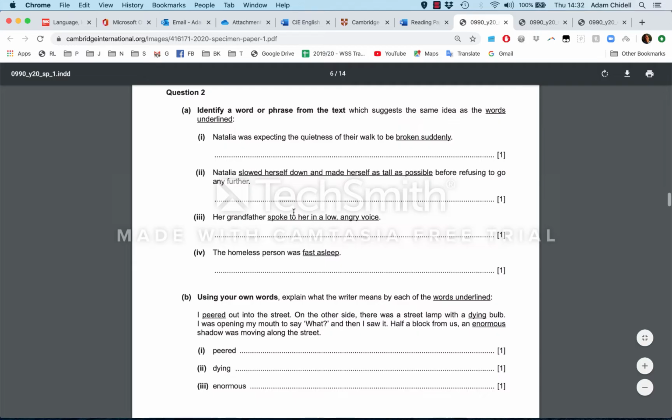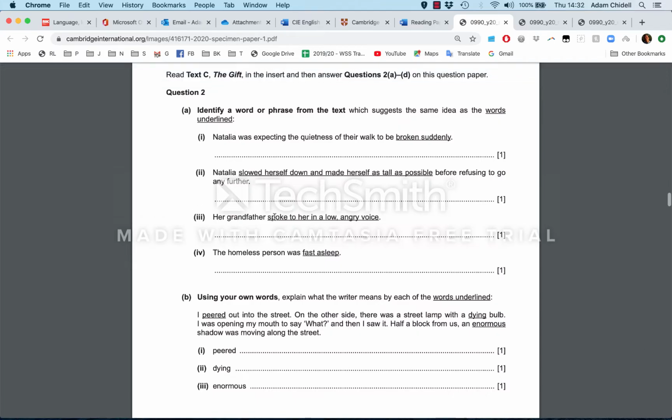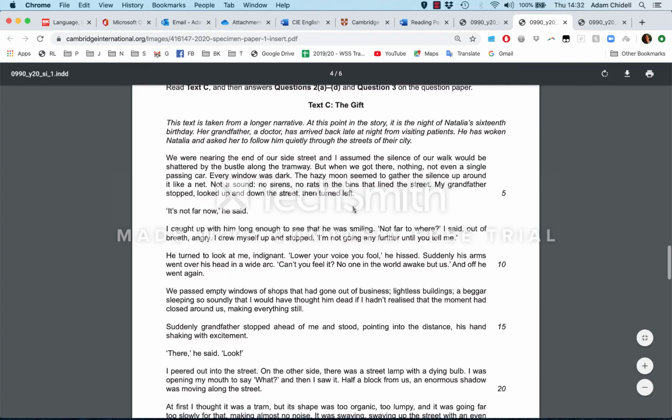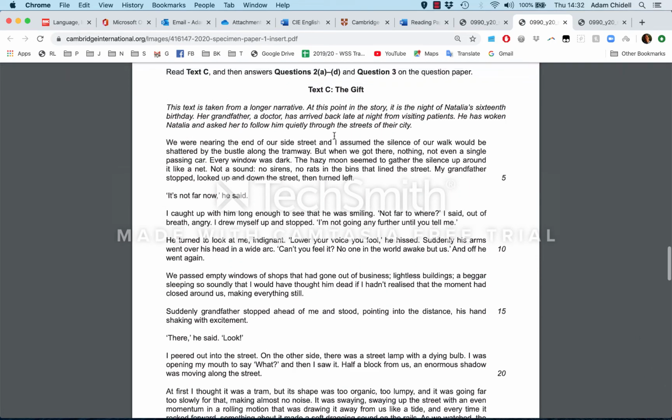What we're looking for now is something to suggest that her grandfather spoke to her in a low, angry voice. You'll notice they don't point out exactly where this information is anymore. They're not being quite as kind in this question. You have to actually go and find it. Let's keep reading. "Drew myself up and stopped. I'm not going any further until you tell me." He turned to look at me, indignant. "Lower your voice, you fool," he hissed.